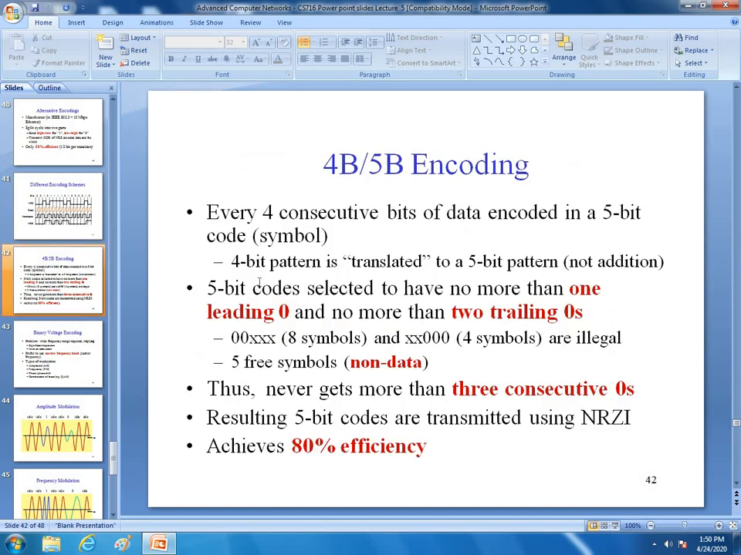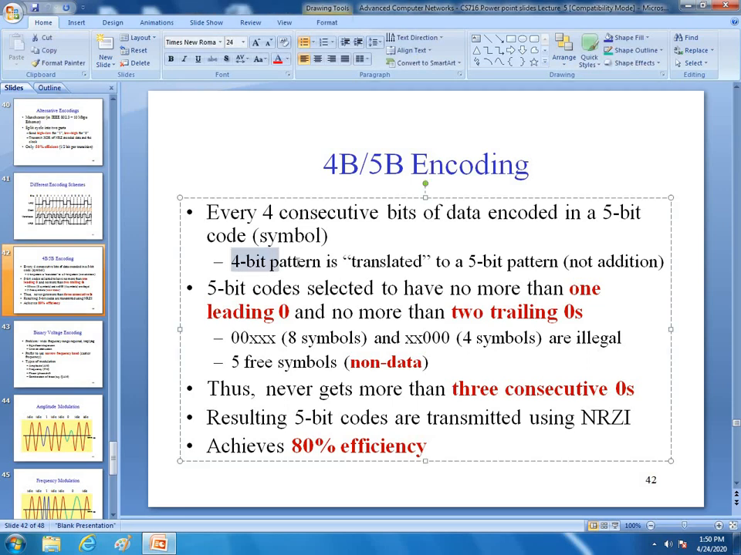Another scheme is called the 4B/5B scheme, which is normally used in Fast Ethernet. In this particular scheme, every 4 consecutive bits of data are encoded in a 5-bit code symbol. So a 4-bit pattern is translated into a 5-bit pattern, with no additions. There is 80% efficiency with this scheme, because 4 bits are data bits and 1 is an extra bit. Out of 5 bits, 4 bits are useful bits, so it achieves 80% efficiency.